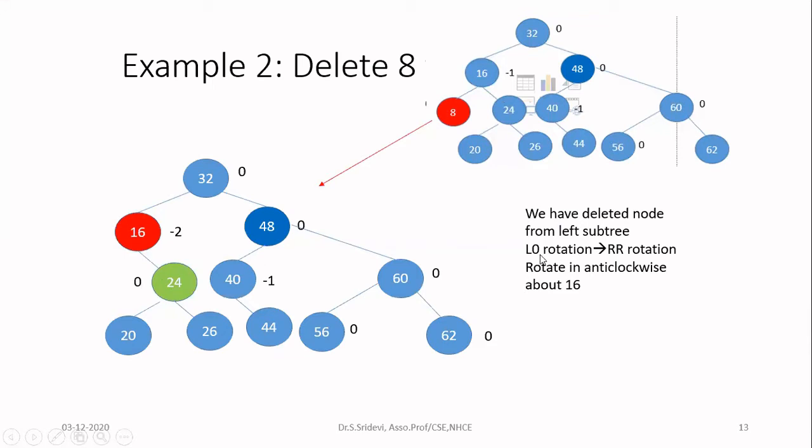Now, what is L0 rotation? If you want to apply L0 rotation, you have to rotate the tree by using RR imbalance. So what is RR imbalance? You have to apply rotation one time, in the anti-clockwise direction. I already told you when the letters are same, you will apply rotation only one time in the opposite direction. So here it is RR rotation. So I will apply rotation one time in the anti-clockwise direction.